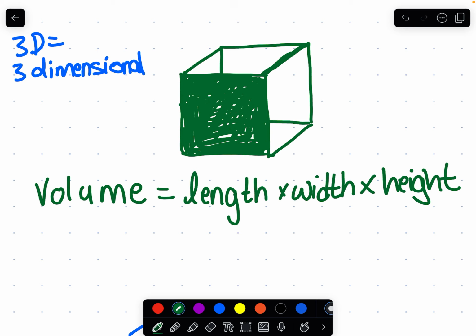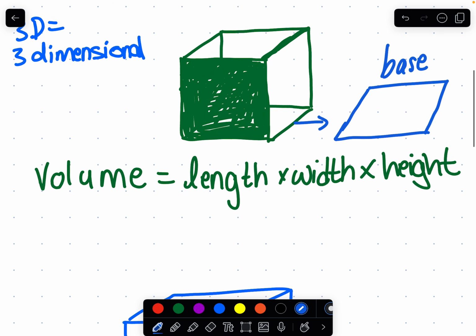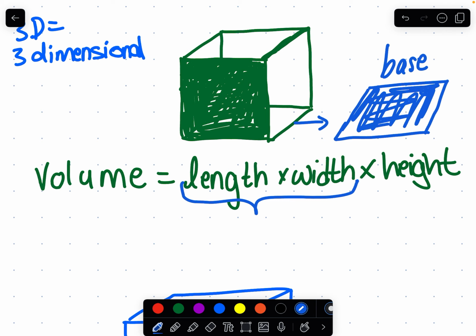Okay, so you might be asking yourself, well, where are all these things? The length, the width, the height. Where exactly is that in this shape, in this cuboid? We're only going to focus on the bottom part of the cube. Imagine that if we pulled out the bottom part of the cube, this is actually called the base. And believe it or not, the base is the same as the length times the width. It's all this space, this area, the length times the width.